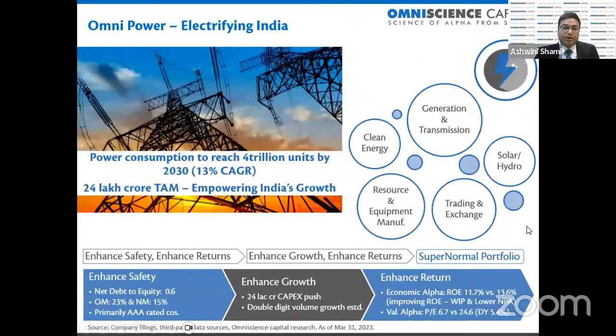Now moving on, power. Power itself is a great investment opportunity, and this is one of my personal favorites because it is conventional, but still a great opportunity in terms of growth. The government estimates that by 2030 we will need 4 trillion units. Compared to the current 1.75 trillion units that we are consuming, that works out to around a 13% growth rate in terms of volume growth. So volume growth itself is that.